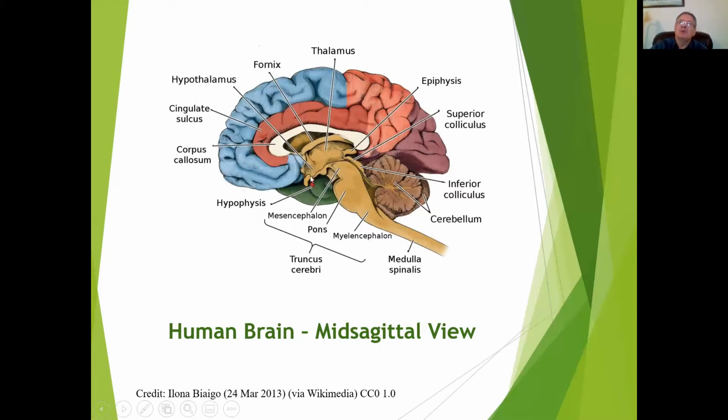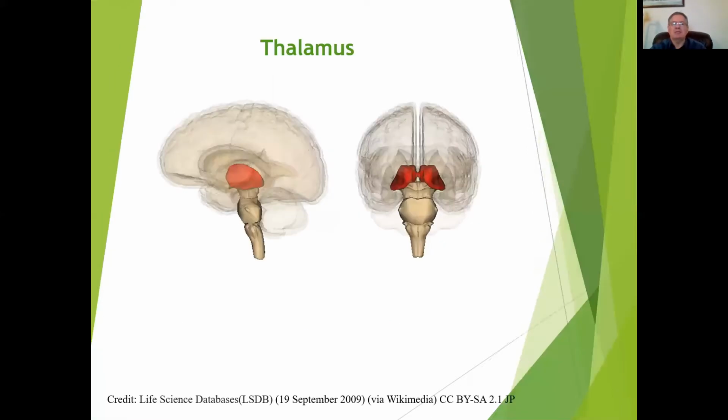The hypophysis is the pituitary gland. The epiphysis is the pineal gland, and also the thalamus, that is one of the major parts of the diencephalon. So we'll look at that next.